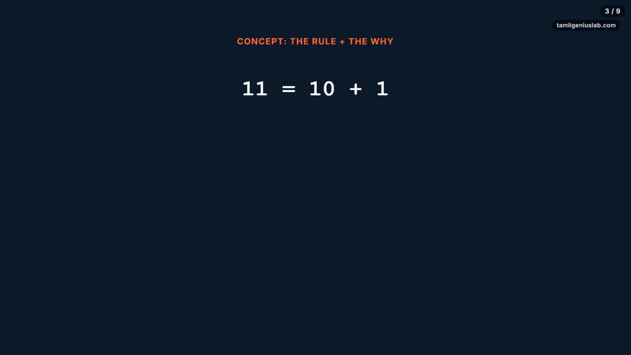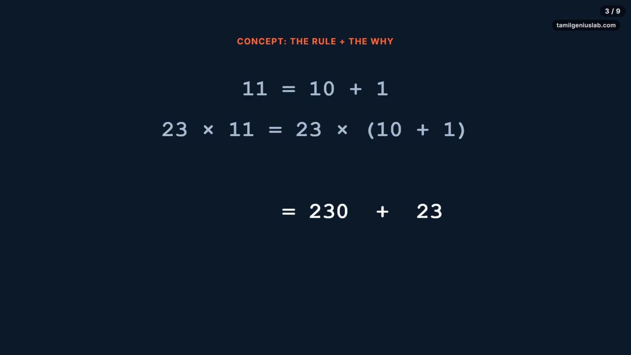11 equals 10 plus 1. So any number times 11 is that number times 10, plus that number times 1. Take 23 times 11. That is 23 times 10, plus 23 times 1. 230 plus 23. 253. Now here is the shortcut.